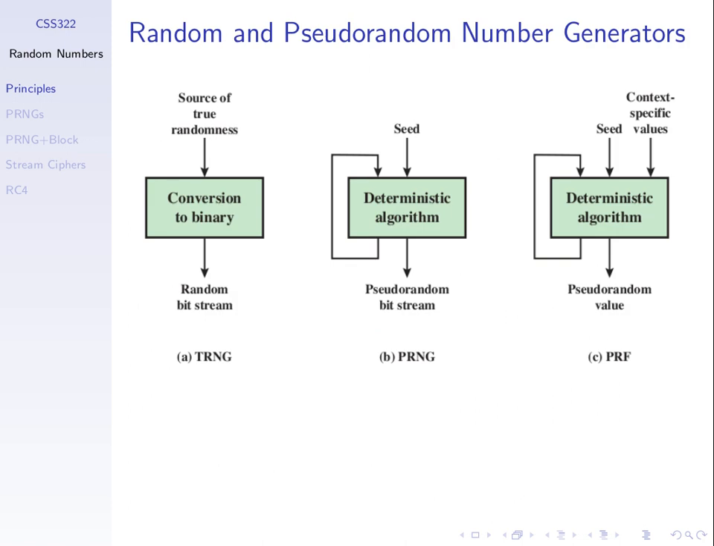Just an illustration of that. A true random number generator takes some source of true randomness, converts it to binary, and we get a stream of random bits. A pseudo-random number generator takes some seed value, some initial value, and some deterministic algorithm, and applies that algorithm to get a pseudo-random stream of bits. A true random number generator is preferable for the randomness, but is less convenient in that it doesn't produce as long a stream in the same amount of time as a pseudo-random number generator, and it requires some source of true randomness, which is not always available. Similarly, a pseudo-random function is just an algorithm that takes some seed and produces just one value. A stream is a continuous sequence of bits.